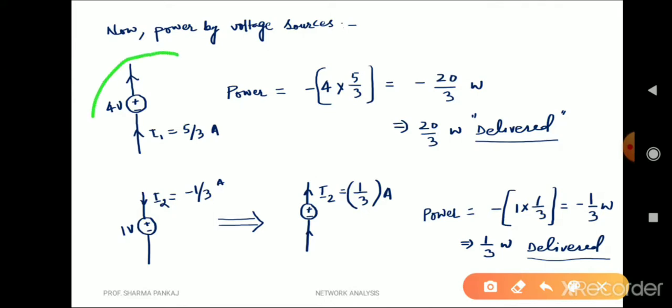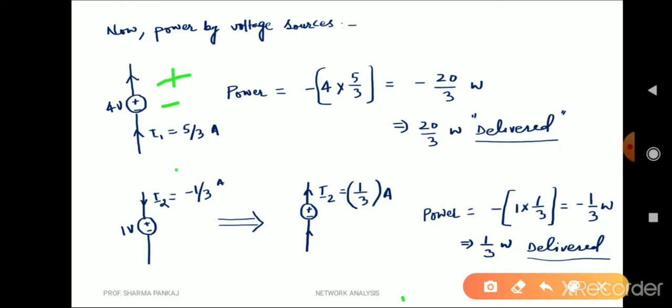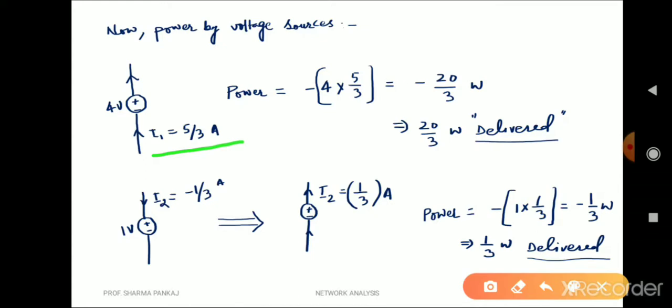I have drawn this voltage source separately. This is your 4 volt, and just see this, the current direction is entering the negative terminal. The current direction is entering the negative terminal, so the power will be minus of 4 into 5 by 3. This is the value of I1 we have calculated just now. I1 is your 5 by 3 ampere, and 4 is your voltage value.